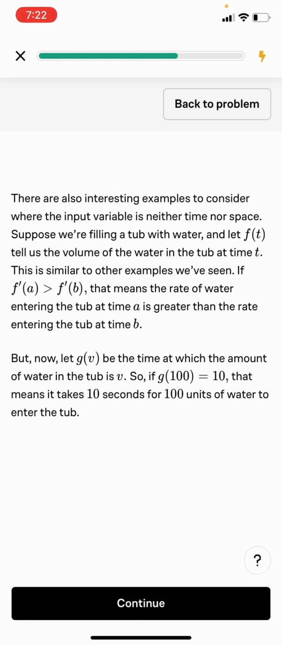But now let g of V be the time at which the amount of water in the tub is V. So if g of 100 equals 10, that means it takes 10 seconds for 100 units of water to enter the tub. Okay. Suppose that g prime of U is more than g prime of V. What can we conclude about the rate of water entering the tub when the volume is U versus when the volume is V?